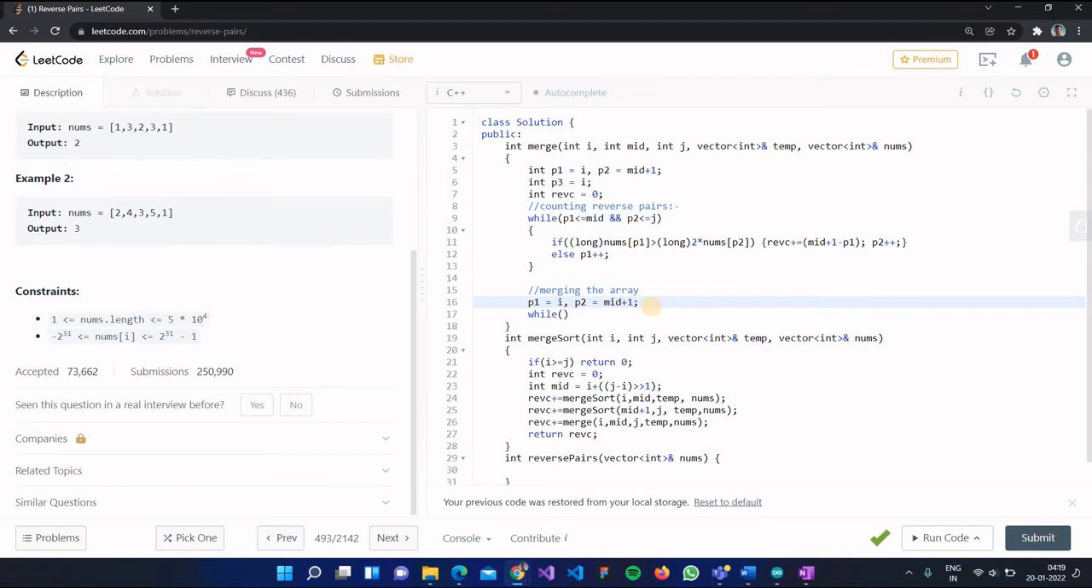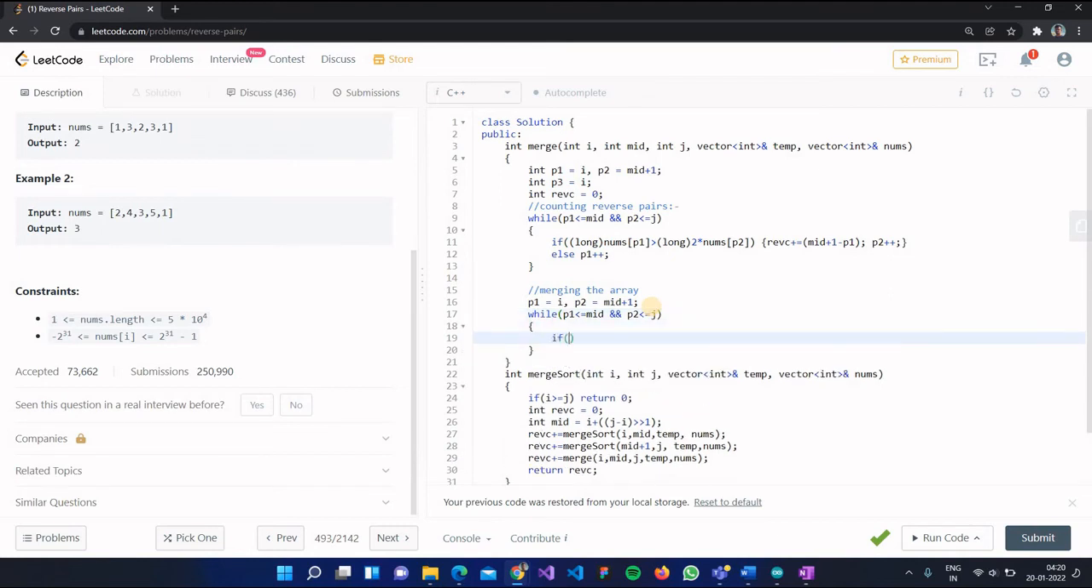So we didn't change the value of p3, so I'm not going to change the value of p3. So it's the same condition over here. Okay, if p1 less than equal to mid and p2 less than equal to j. Okay, done. This is done. So now, just simply, here we had checked for the reverse pairs condition, right? Here we are going to simply check the condition for merge sort, the basic merge sort algorithm that is present.